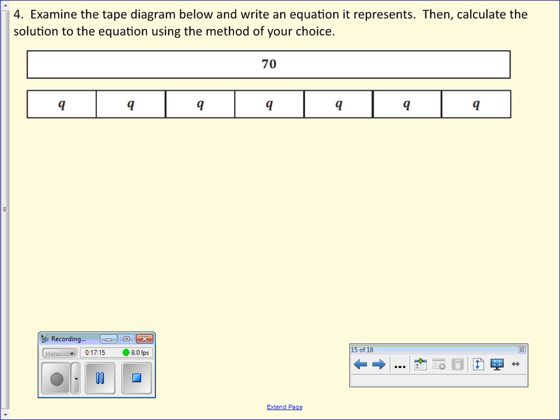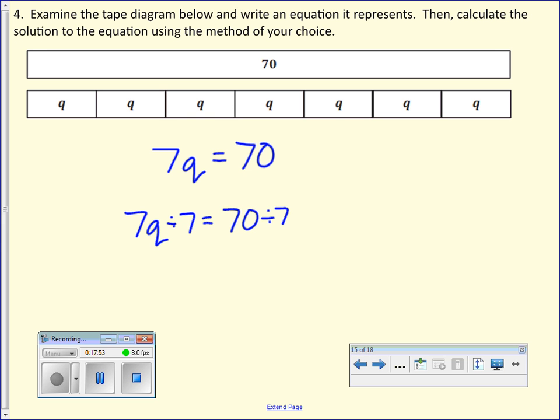What's my top box? 70. What equals 70? There are 7 Q's that equal 70. Do you want to solve that algebraically or with the tape diagram? Algebraically. I agree. So how do I solve that algebraically? If that's 7 times Q, I'm going to divide both sides by 7.